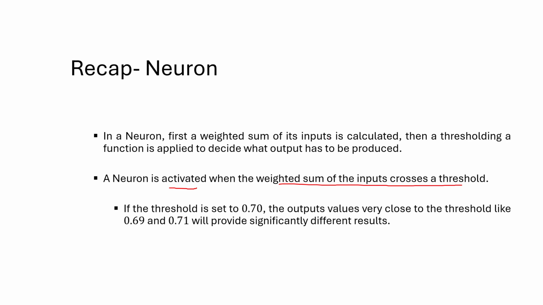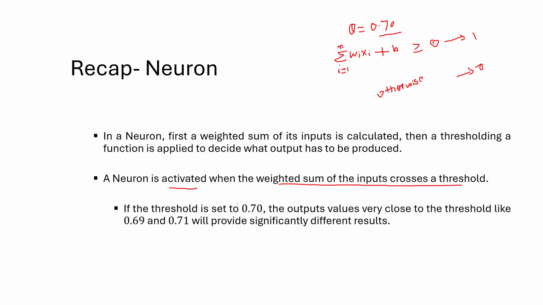So let's assume you have set a threshold theta to 0.70. In this case, your neuron will be activated when the weighted summation wi xi plus b, where i starts from 1 till n, is greater than or equal to this threshold, which is 0.70, and otherwise it will output a value of 0, meaning it will not be activated.